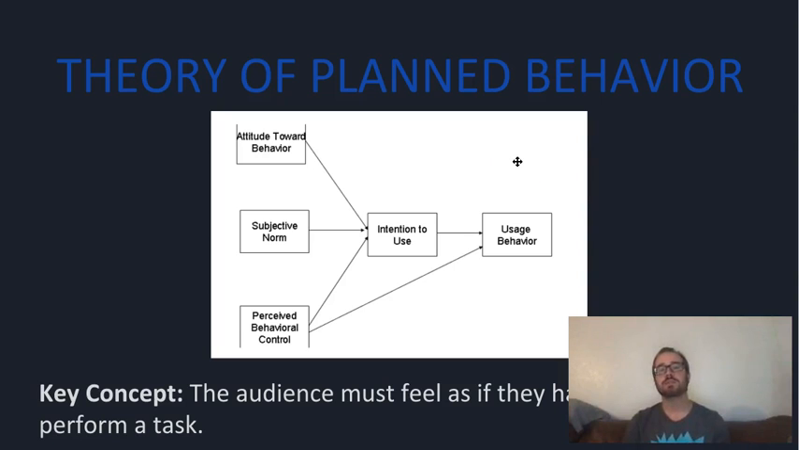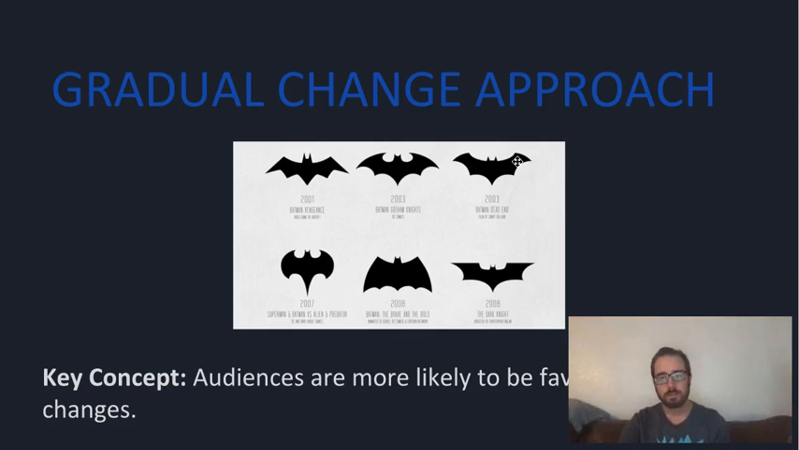So as persuasive speakers, we need to constantly be aware of the solutions and the actions that we are trying to get our audience to do, and make sure that those actions fall into the audience's perception of their own power over the situation. Now, the final persuasive theory I want to look at is called the gradual change approach, and this one is another kind of obvious one. Audiences are more likely to be favorable to a small change, right?